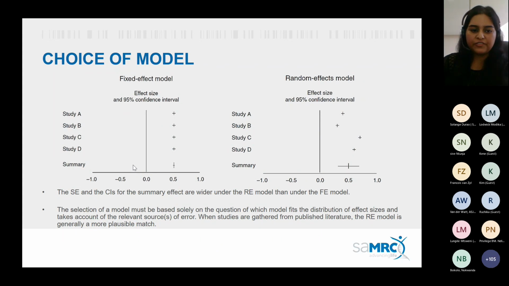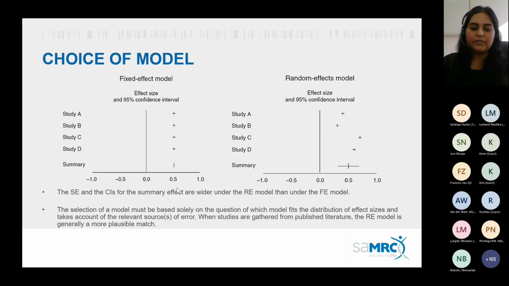The standard error and the confidence intervals for the summary effect are wider under the random effects model than the fixed effects model. And this is because with the random effects model, we're now trying to estimate a range of true effects. So this confidence interval needs to capture that extra variation. Whereas with the fixed effects model, we're just trying to estimate a single true effect. So since we have many studies trying to estimate the same true effect, our confidence interval is naturally narrower since we have greater power.